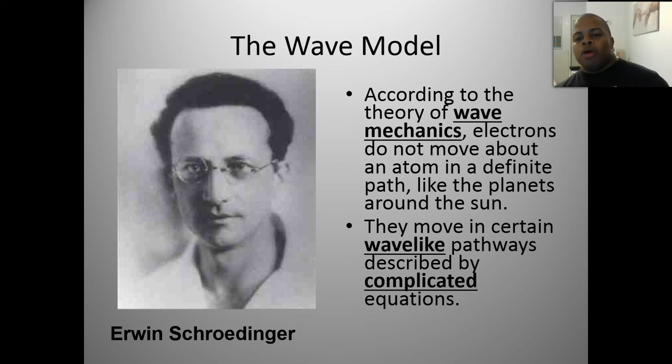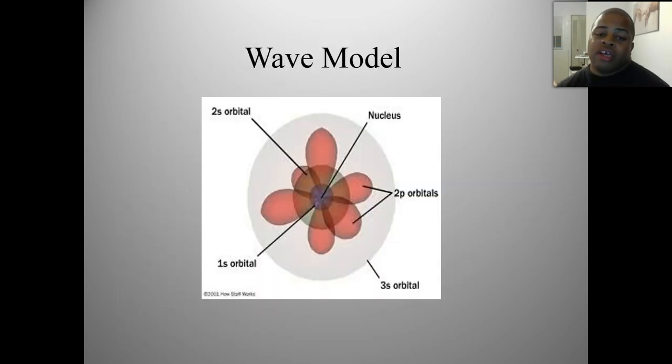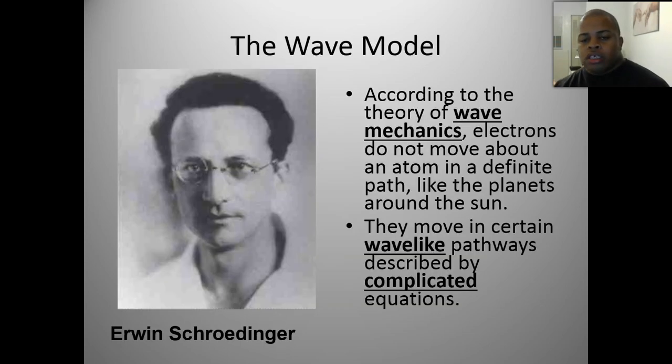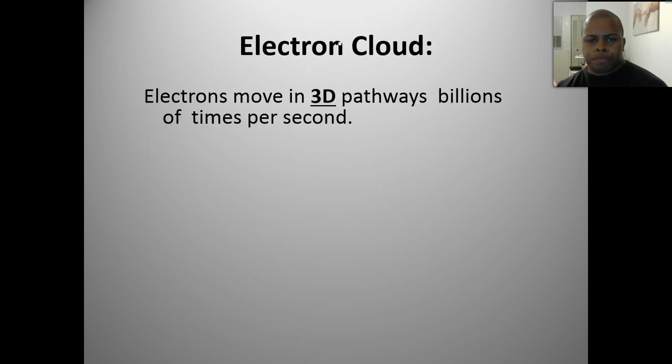But Erwin Schrödinger, through a lot of complicated calculations, figured out that the electrons actually move in more of a wave-like pattern. This allows them to be at any different location within a certain amount of time. Going back, these areas that you see sort of spinning out in these different directions are areas where you would be likely to find the electrons. So, in the end, it looks sort of like a cloud. That's why we say electron cloud model.